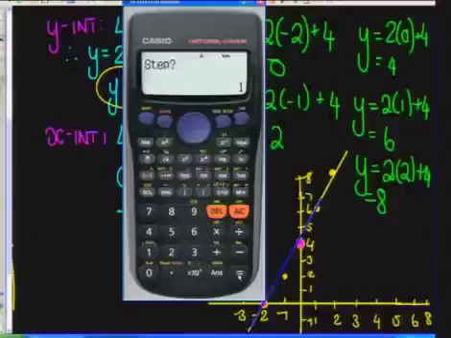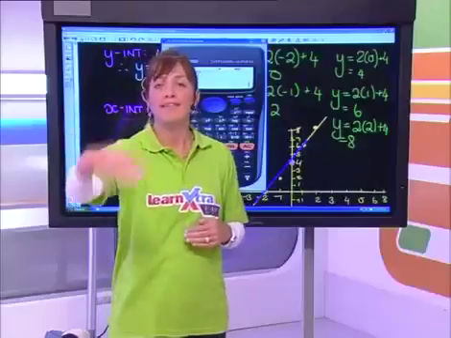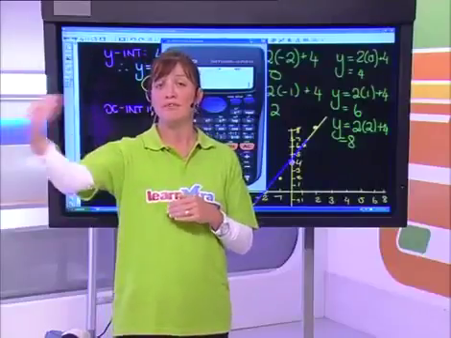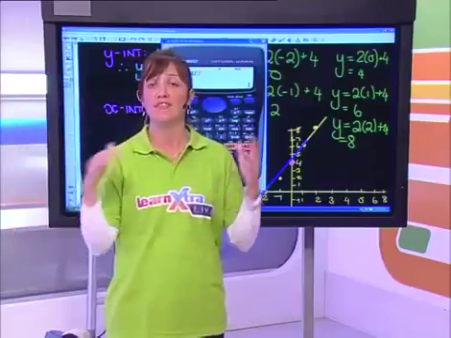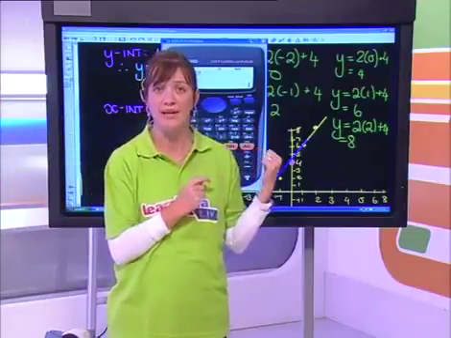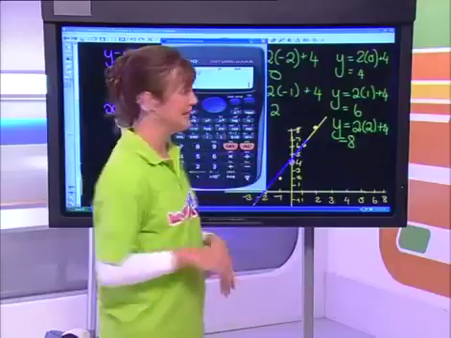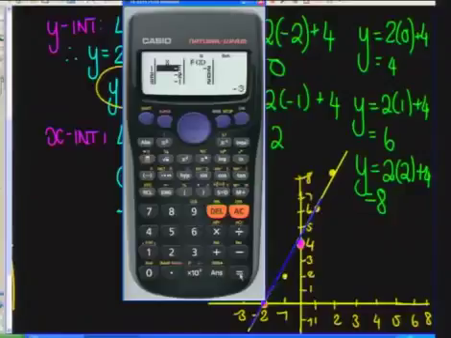And press equals again. It says, what steps must I go in? Must I go in steps of 1 or 2? So it's asking, should it go in steps of 1? And you're going to say, yes, we want it in steps of 1. So we just press equals. And what comes up is a table of all your coordinate points.